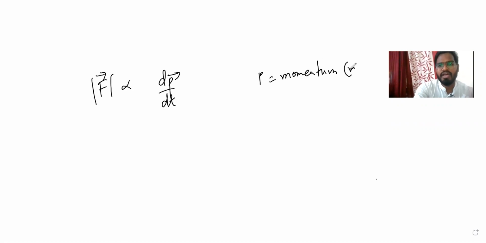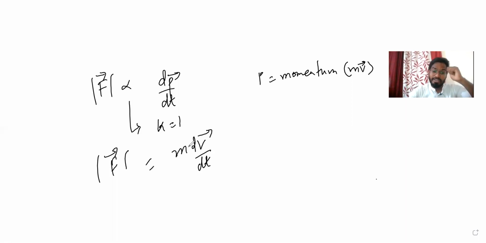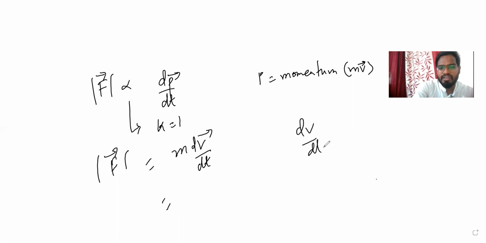Right? What is the formula? Mass into velocity, a vector quantity, right? So removing the proportionality with k, k is equal to 1. So the magnitude of F we can write as mass into, let's consider velocity is changing, dv by dt. Guys, one thing we consider here is that mass is not changing, only velocity is changing. So dv by dt is the rate of change of velocity with respect to time, which we know is acceleration. Acceleration is a vector quantity, so we can say ma.